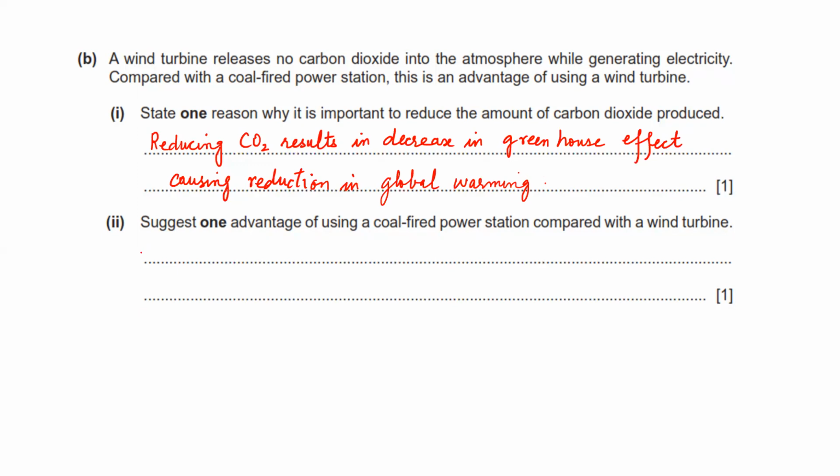So one is the reliability. The wind is not always available. Number 2 is low cost. Coal power plant is low cost. Electricity produced is cheaper as compared to wind. Wind energy is much costlier compared to the one that is produced by the coal power plant.